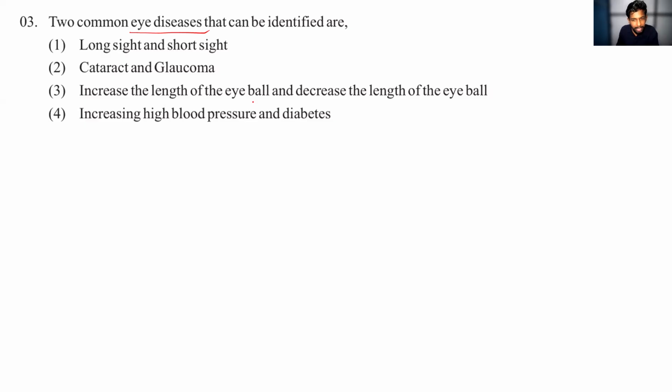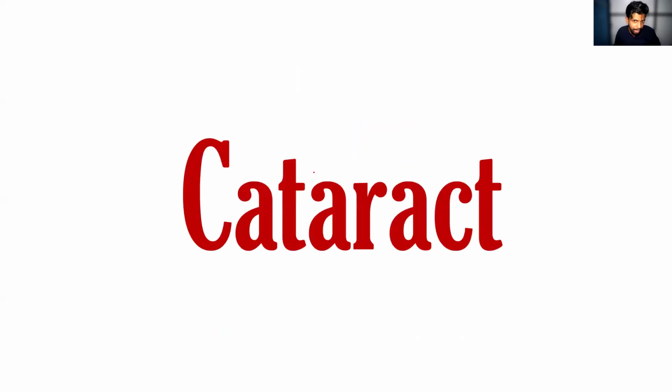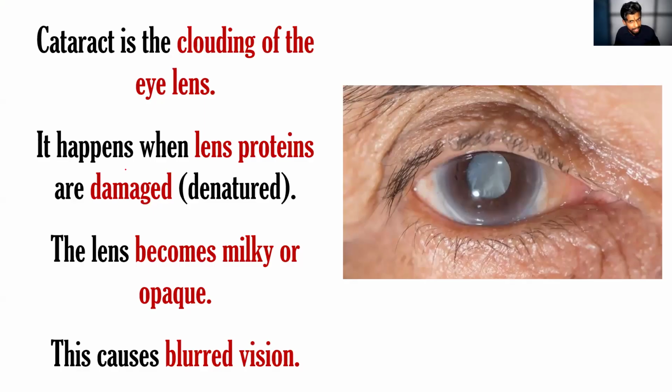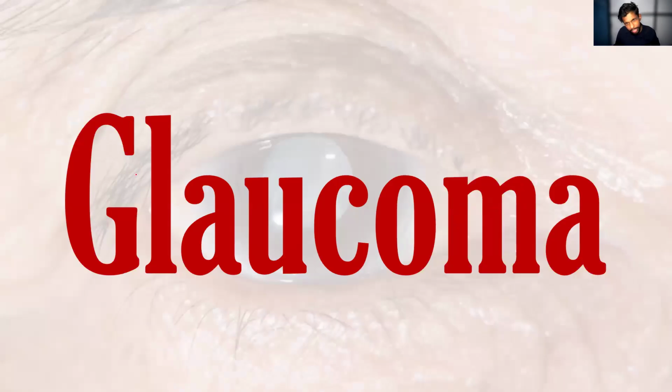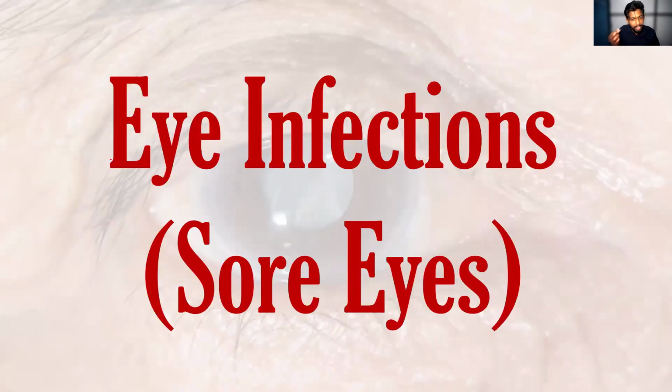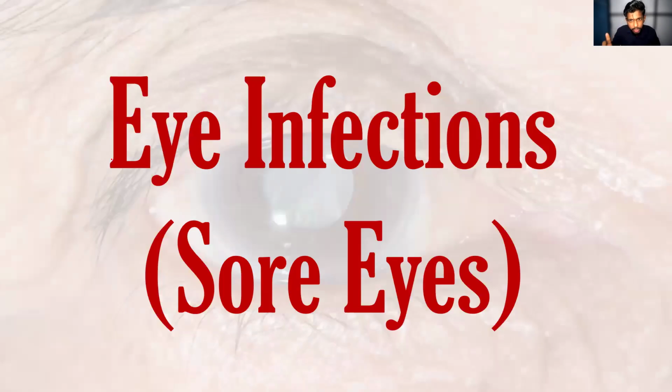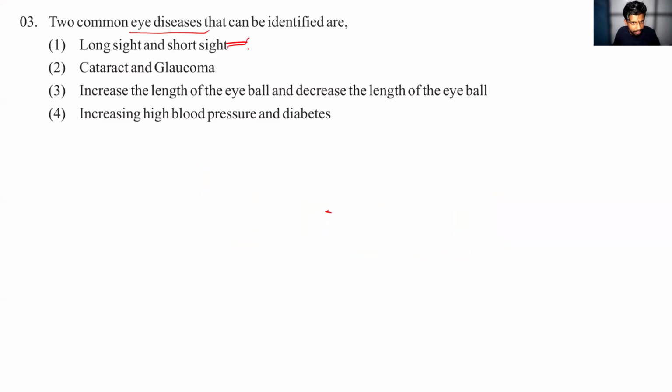Right. There are two things, my dear: eye diseases and eye defects. Eye diseases mean diseases. Cataract is a disease; here you can see that the eye turns a milky color. Glaucoma is also a kind of disease, and eye infection is a disease. Eye defect means long sight and short sight. Long sight and short sight are defects.